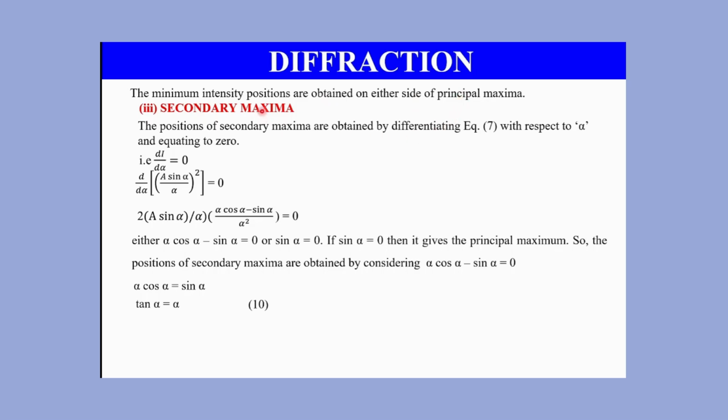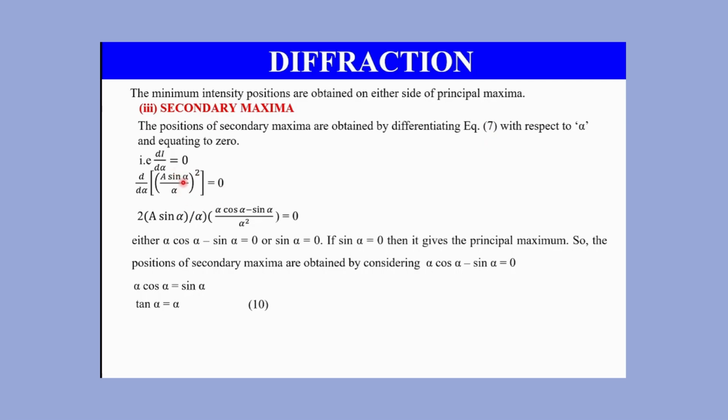Now we have to get the condition for the secondary maxima. This condition can be obtained by differentiating equation 7. What is equation number 7? Intensity of the resultant wave. Therefore, by differentiating equation 7 with respect to alpha and equating to 0, that is dI by d alpha is equal to 0. What is I? I is equal to the resultant wave intensity, A sin alpha by alpha whole square. So d by d alpha of A sin alpha by alpha whole square is equal to 0.